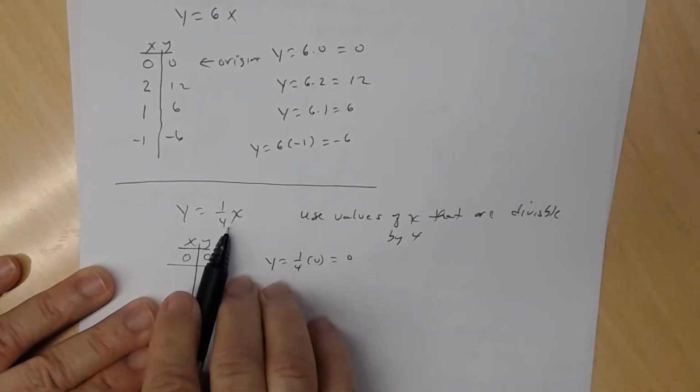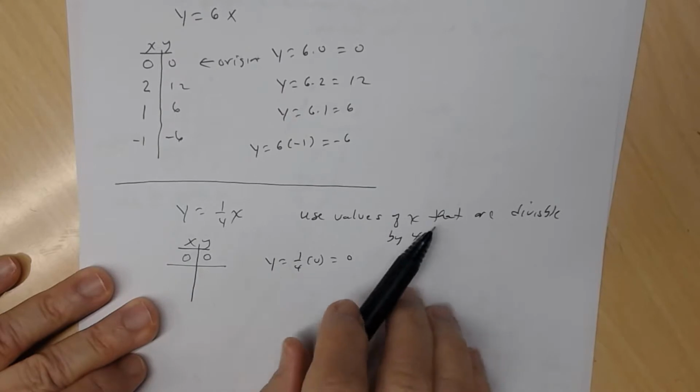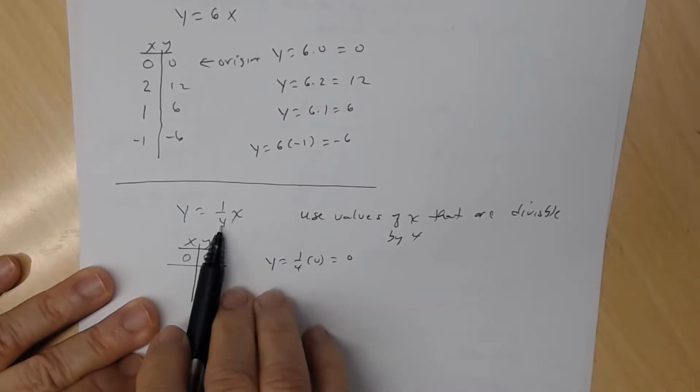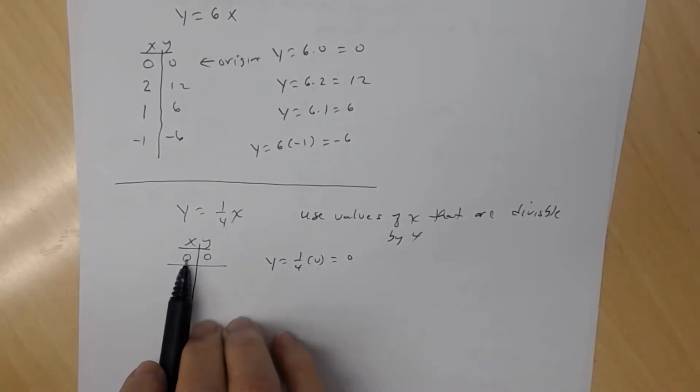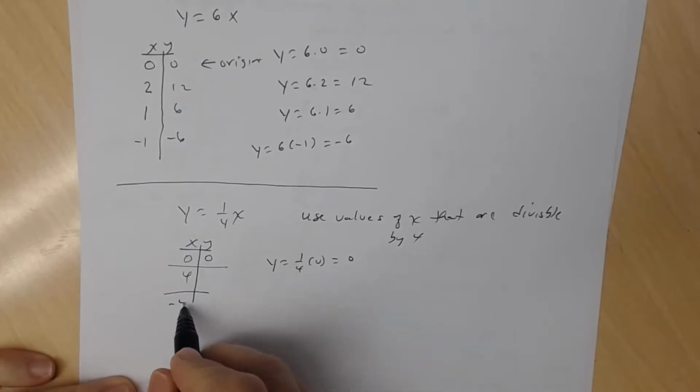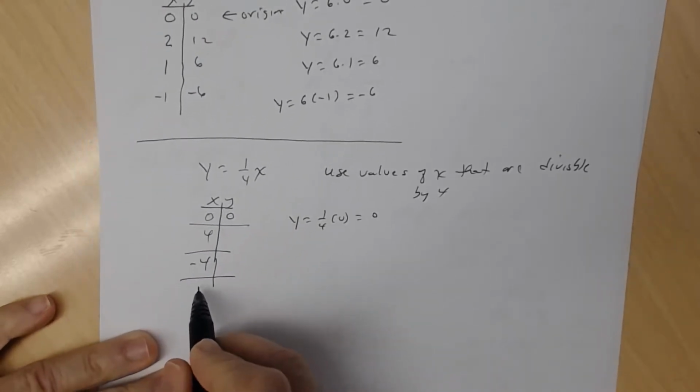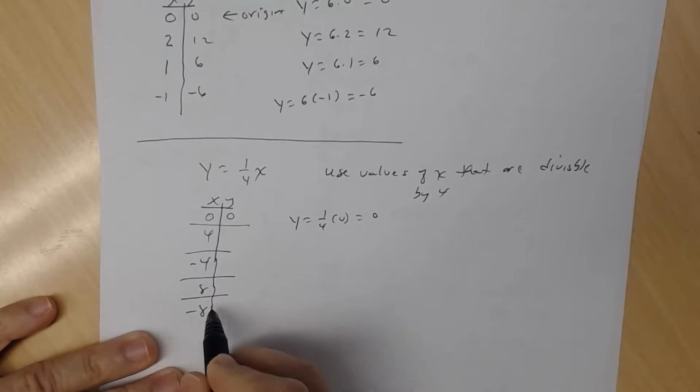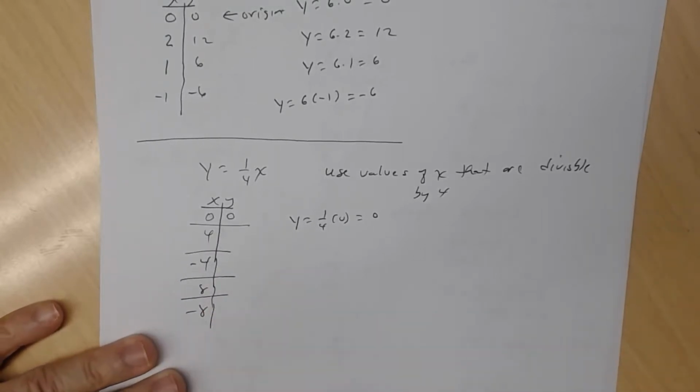All right, let's pick a number for x. Remember, you want to use numbers that are divisible by 4. So what number is divisible by 4? Well, 0, 4, -4, 8, -8, and so on. So all these numbers are divisible by 4.